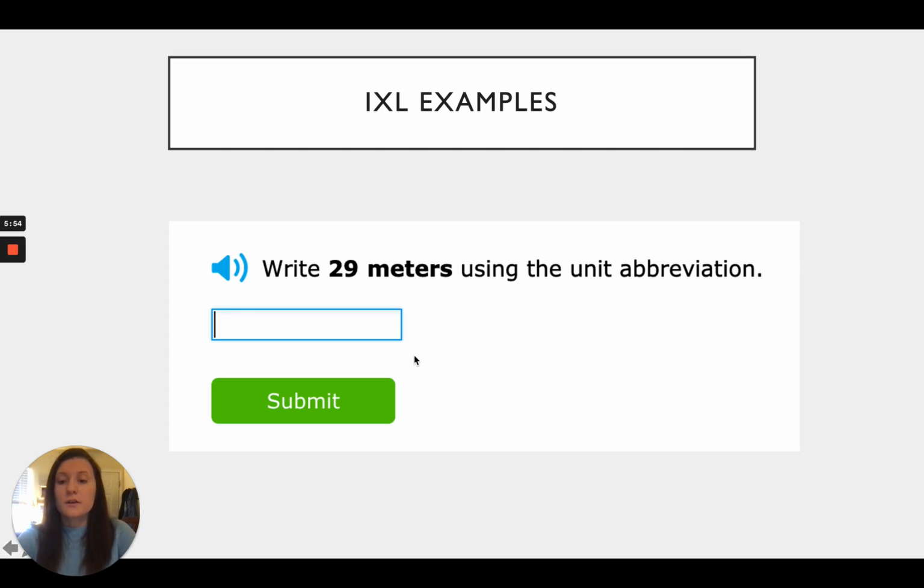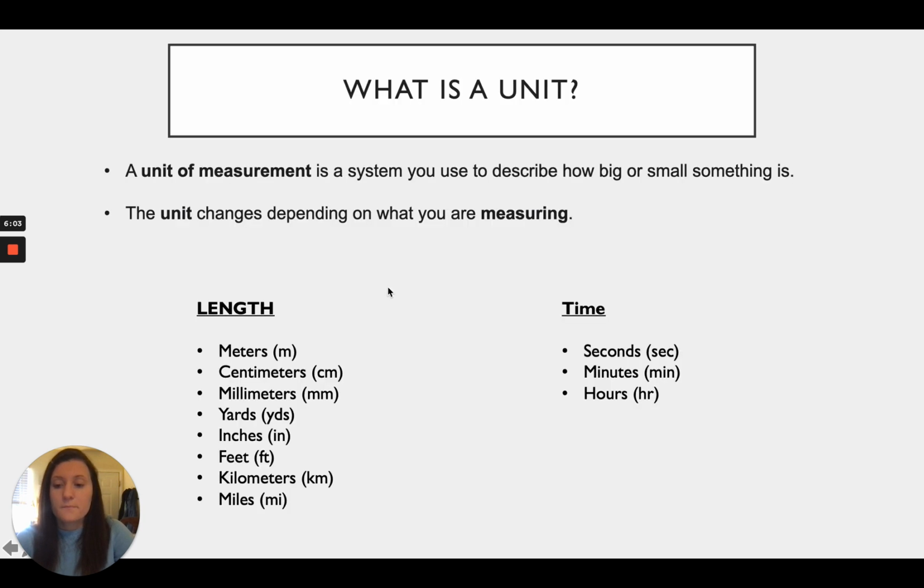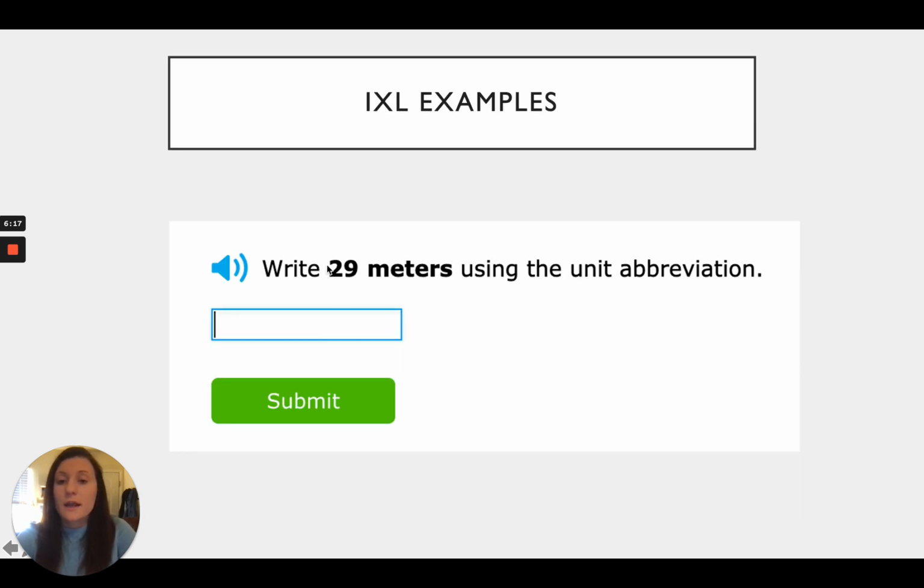All right, and let's look at one more here. We have write 29 meters using the unit abbreviation. So meters again is going to be length. So we're going to go here. So we had 29 meters, and that's our top one right here, and we have M. So when we go back here, we're going to have 29 that we're going to put in our box, and M. And that's going to be the same as 29 meters written out fully.